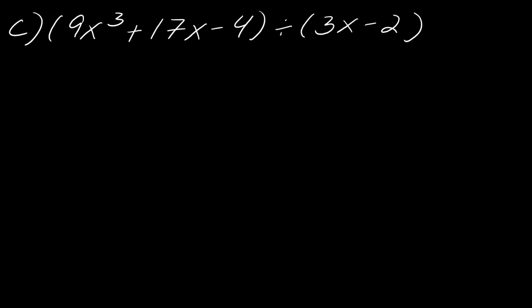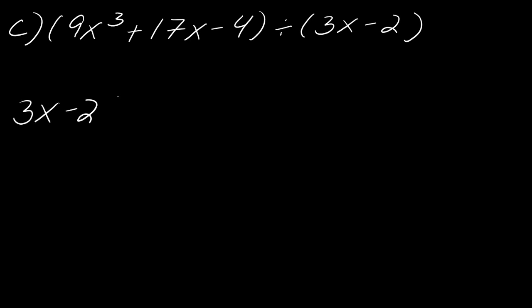Okay, so 2 more examples from here, continuing on with the same idea. So I've got 9x cubed plus 17x minus 4 divided by 3x minus 2. So for this one, I would really recommend just try it from start to finish. See if you can get it. Hit play when you're ready. I am just going to go ahead and go through it.